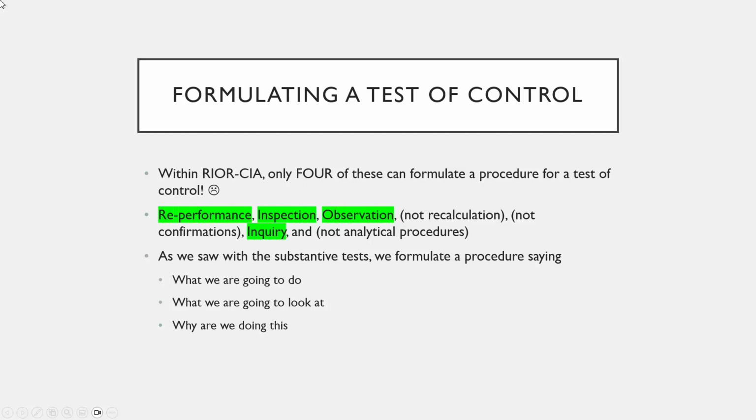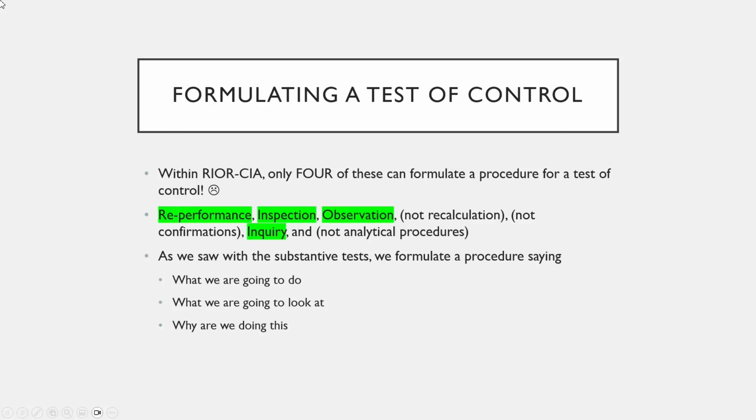Reperformance: you can reperform a control. So you can, for example, reperform a schedule and see if you get the same results. So it's not the same as recalculation, because recalculation is a substantive procedure. And why I say recalculation is a substantive procedure is because you are trying to get to a predetermined number. Whereas with a control, you are trying to determine if a particular action takes place. So you are reperforming that control activity.